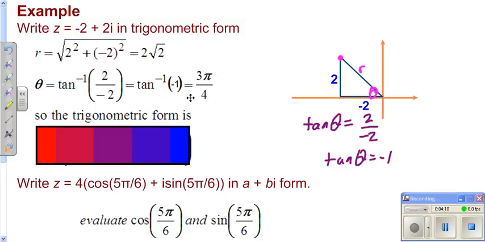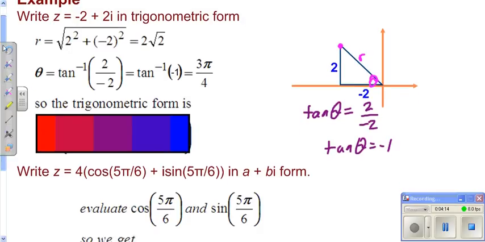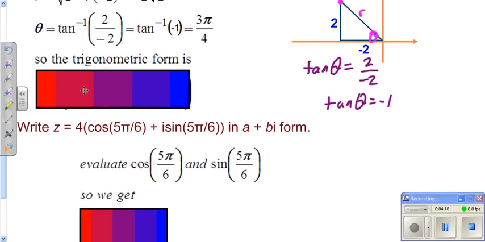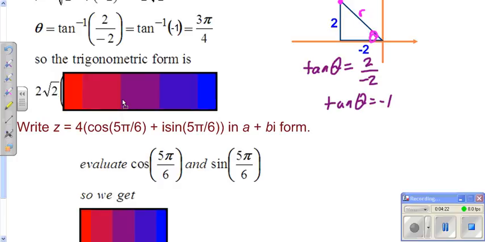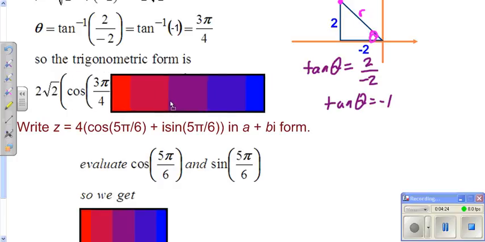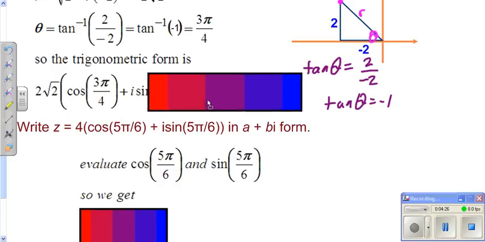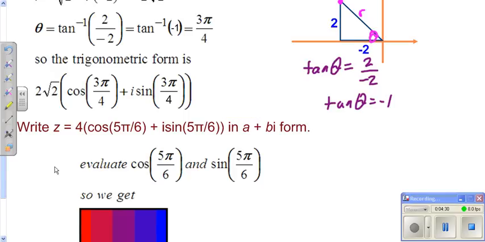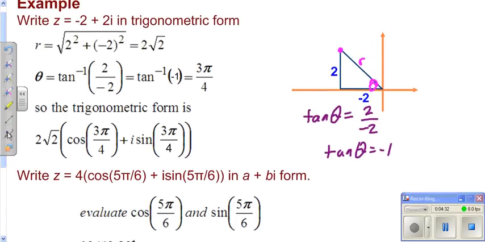If you want to use degrees, you could, but most of the time we're going to be using radians, but not always. So our trig form of our number is r, which we have is 2 root 2, and then cosine of your angle, plus i sine of your angle. So the trig version of the number that we started with is given to you down here. So this is your rectangular version of the same number that you have down here in trig form.